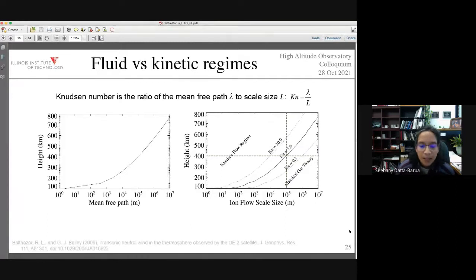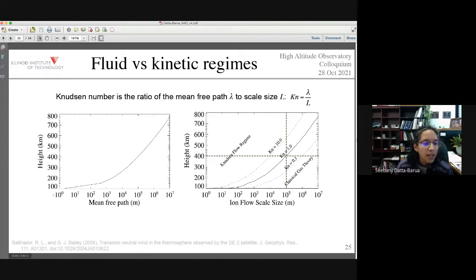And this plot was produced by Balthazar and Bailey. The Knudsen number is the ratio of the mean free path of an individual particle, on average how far it'll travel before colliding with another particle. And it's a ratio of that mean free path to the scale size of the fluid you're considering, or if you have something embedded in the fluid, the scale size of that object.